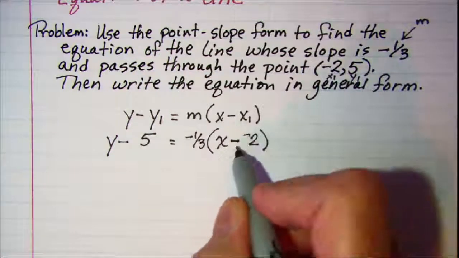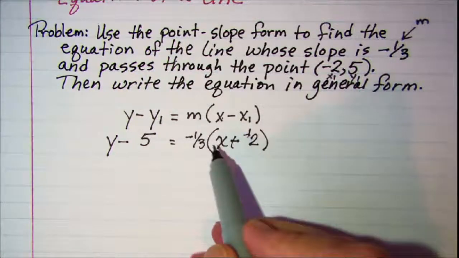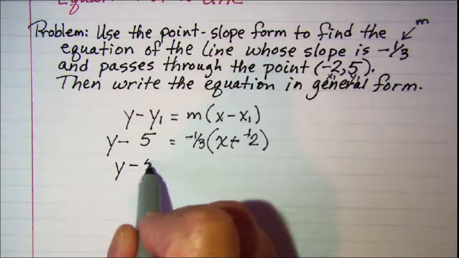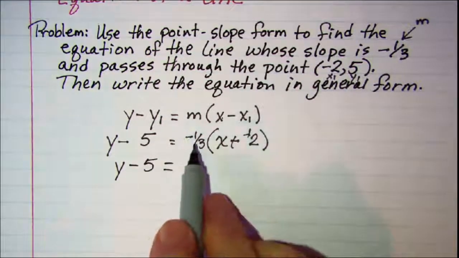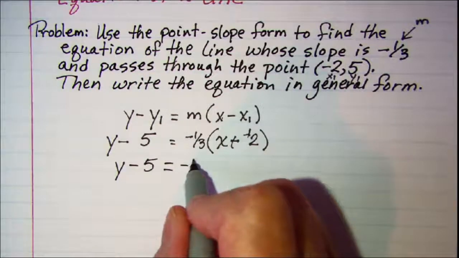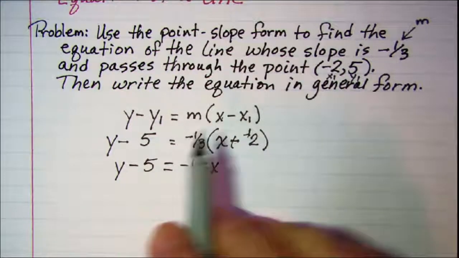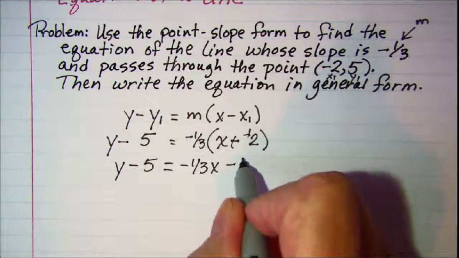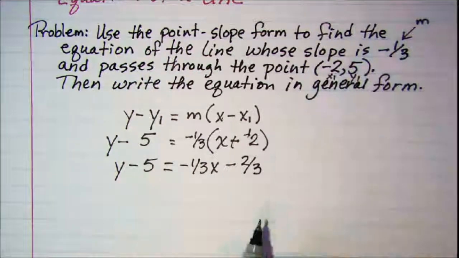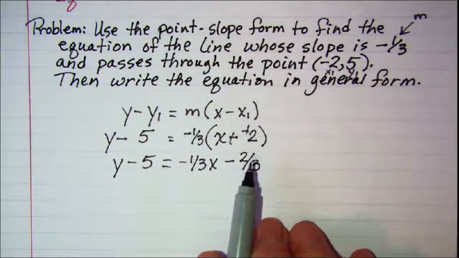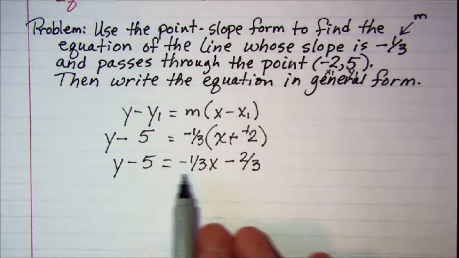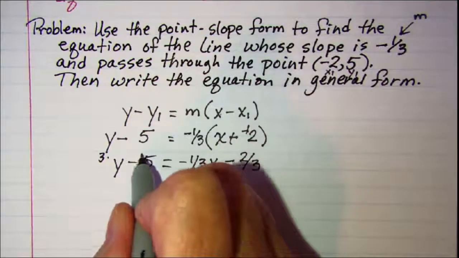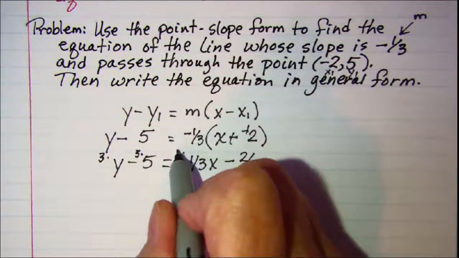The minus minus here is the same as plus, and let's distribute this -1/3. So I have y minus 5 equals -1/3 times x is -1/3 x, and then -1/3 times +2 is -2/3. Now for general form, we're not allowed any fractions, so I'm going to go ahead and multiply through by 3 at this point so I don't have to deal with those fractions.